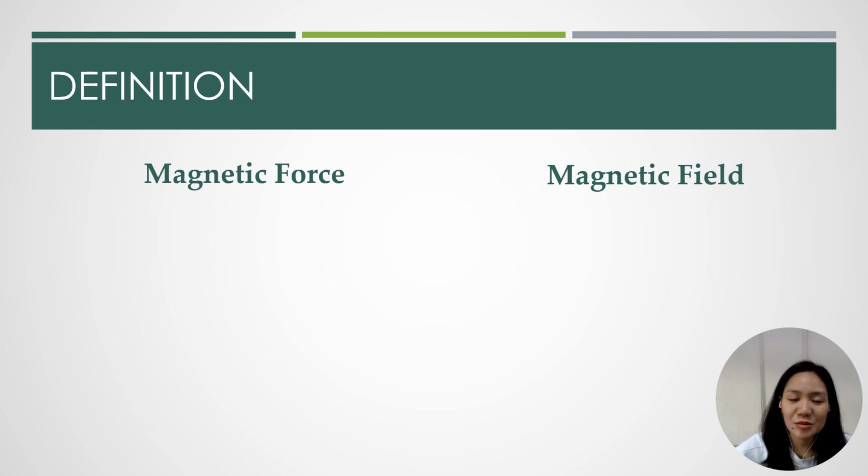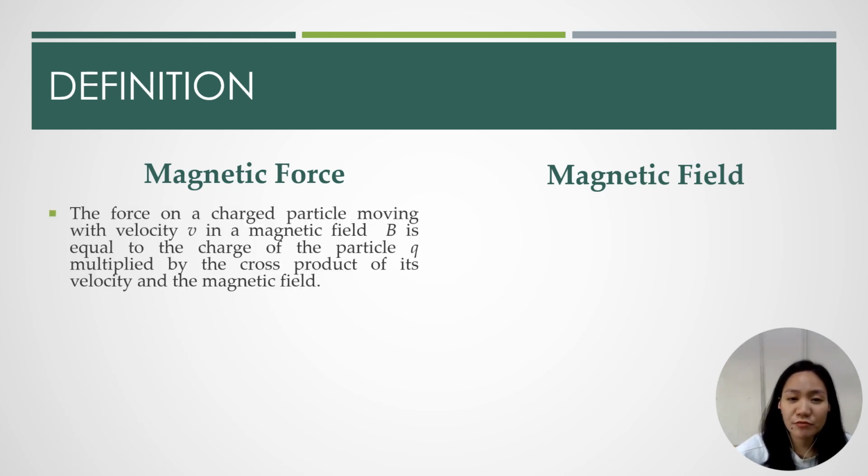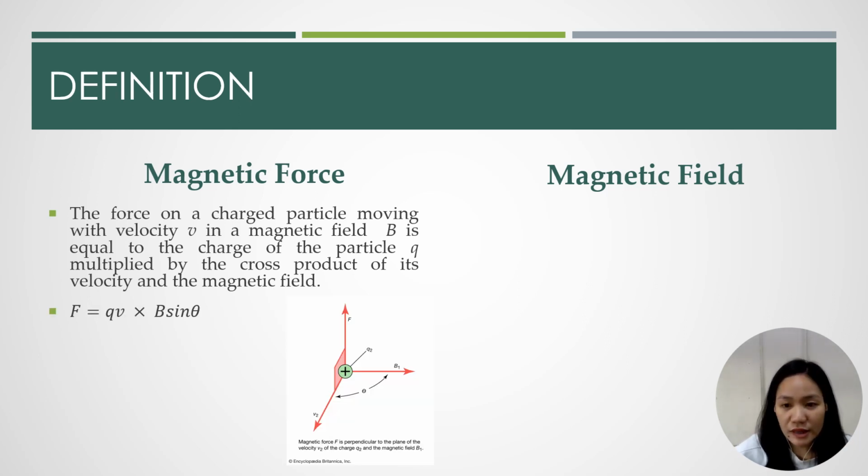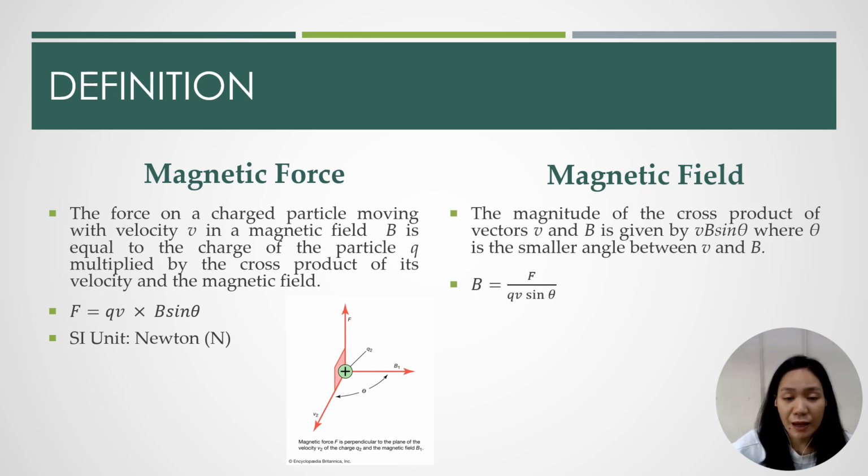So we ended last meeting with the definition of magnetic force, and I also introduced the right-hand rule. Now, from last meeting, we learned that the magnetic force is equivalent to the charge of a particle times its velocity times the magnetic field times sine theta. Now, the symbol for magnetic field is capital B, and its unit is capital T or Tesla. As for magnetic force, as usual, its unit is in newtons.